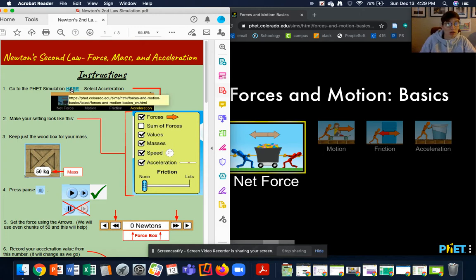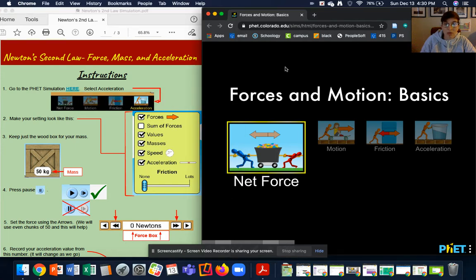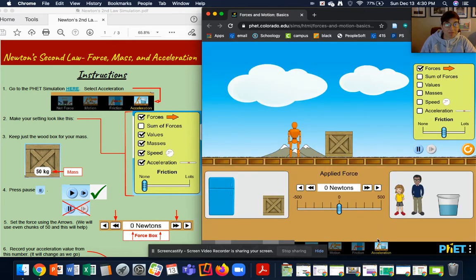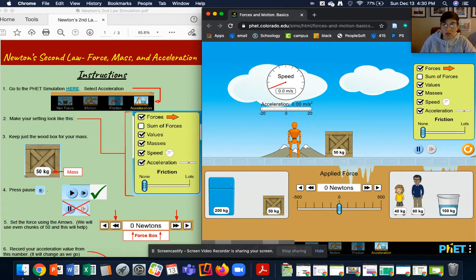So when you click on the Here button right here, it will open up another window, and it will look like this. So first you want to select acceleration, okay? And you click again and it opens it up. Okay, and then we're gonna go to this green box right here. You wanna have forces clicked, values, masses, speed, acceleration, and then change our friction to none.